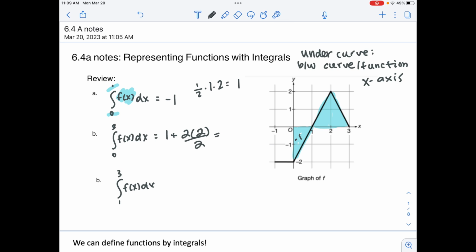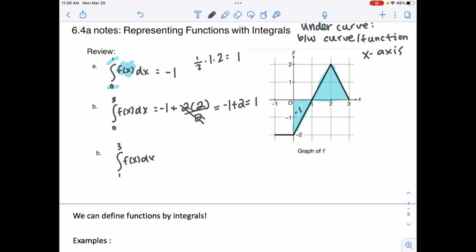Oh sorry, this over here should have been a -1. So notice I just changed that to a -1. So I'll have -1 plus 2, and that gives me 1. So that is the exact area under the curve between 0 and 3. That is the integral between 0 and 3.